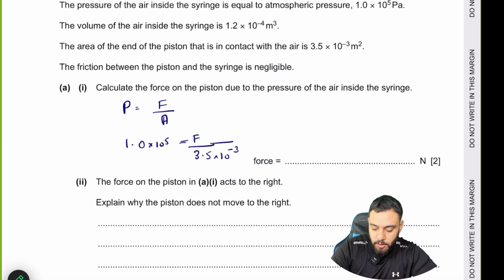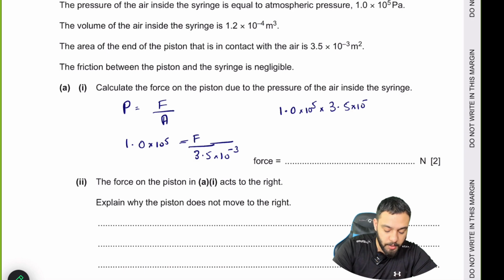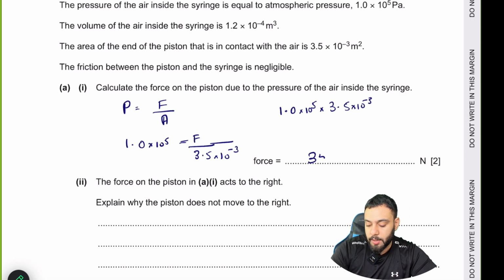This is just going to be multiplying these two values. So 1 times 10 to the power of 5 multiplied by 3.5 times 10 to the power of negative 3. When you multiply them, you would get the value as 350 newtons. So 350 newtons would be the value for the force.